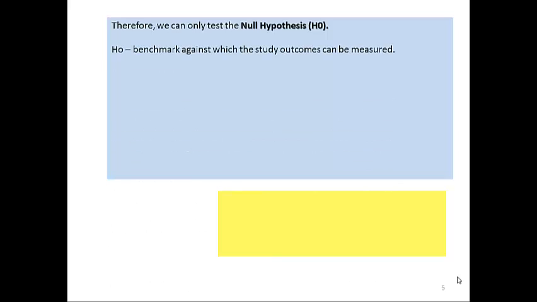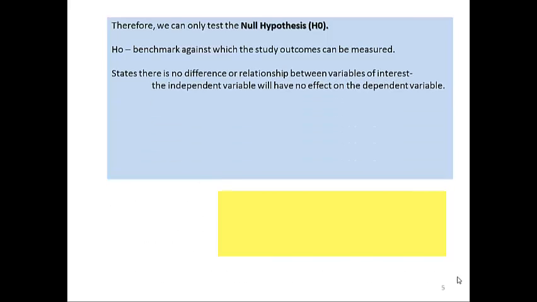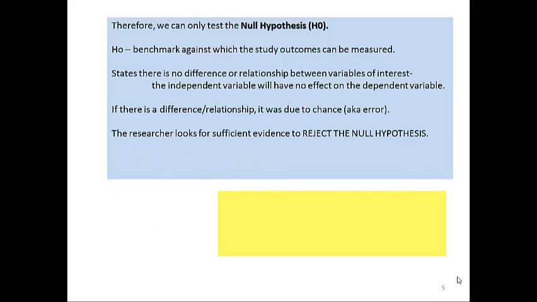So it's the benchmark against which study outcomes are measured. It usually states there's no difference or relationship between variables of interest. In other words, the independent variable will have no effect on the dependent variable. If there is a difference or relationship, it was due to chance or error. The researcher looks for sufficient evidence to reject the null. If we can reject the null, then we say that our results were significant, that they did not occur by chance.